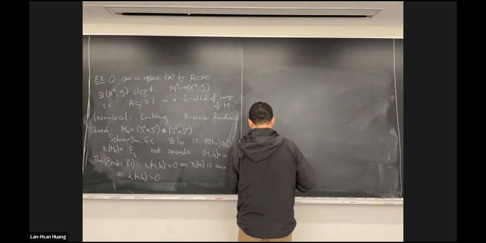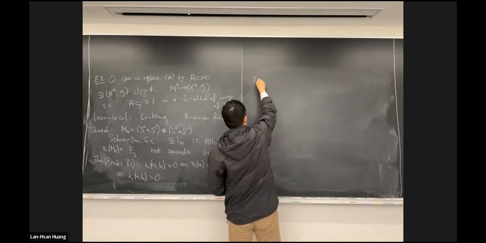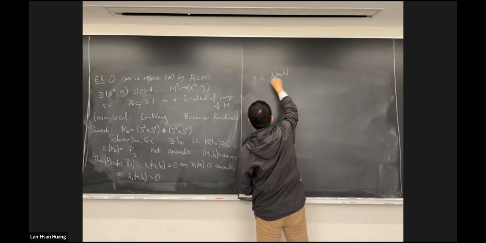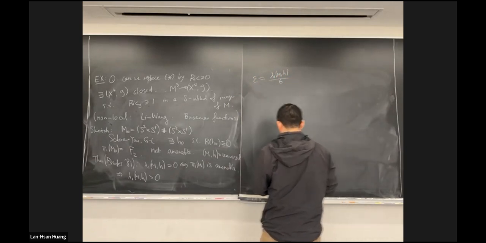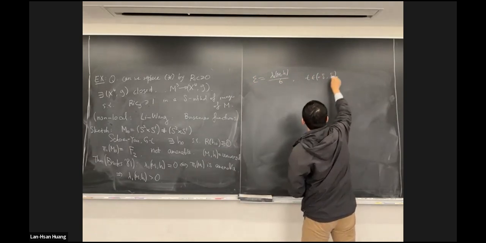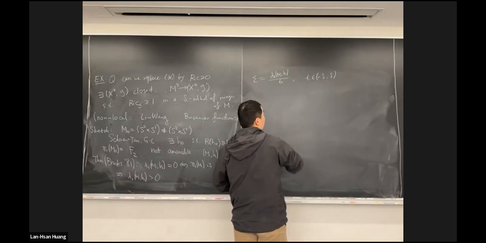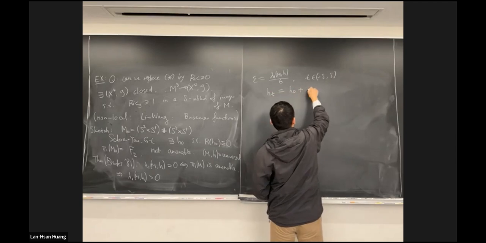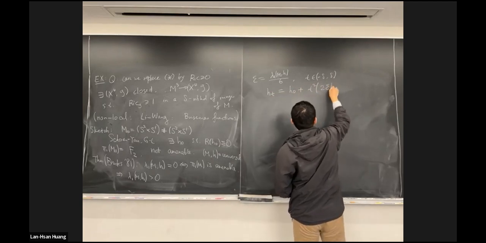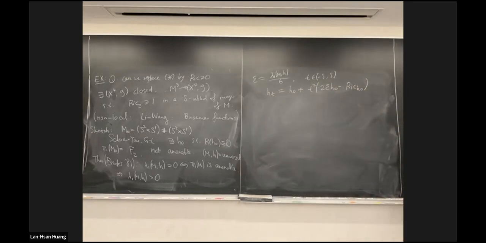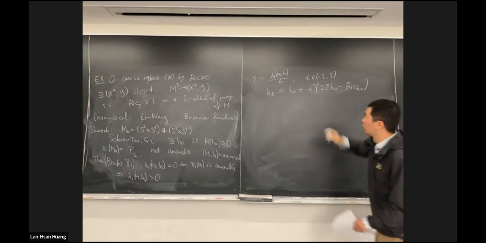So now we're going to do the following construction. We take epsilon to be this lambda 1 over 6, and we take t to be in minus delta to delta, where I'm going to specify delta later. And consider a sequence of metrics ht to be h0 plus t squared times 2 epsilon h0 minus the Ricci curvature of h0. Okay, so you will see why we make such a choice.